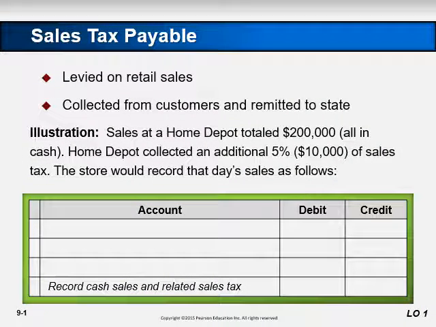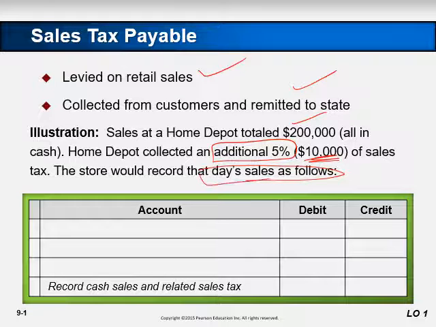Okay, now sales tax payable. It is levied on retail sales, so it is collected from the customer and remitted to the state. We have an illustration here that the sales at Home Depot total 200,000, all in cash. Home Depot collected an additional 5% of sales tax, which is 10,000, and the store would record that day's sales as follows.